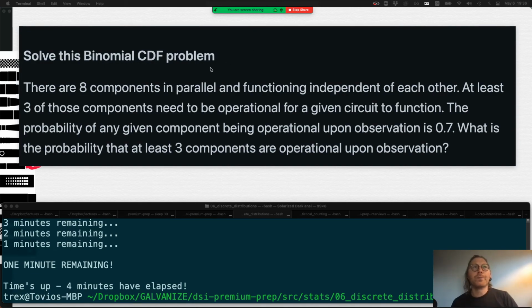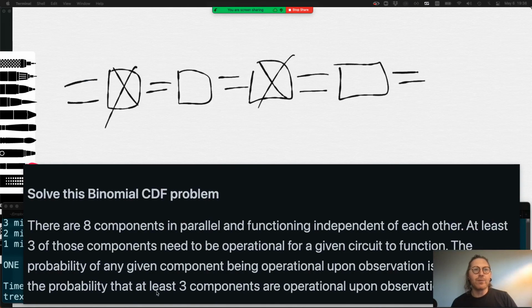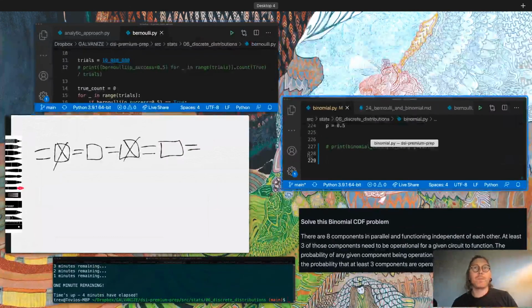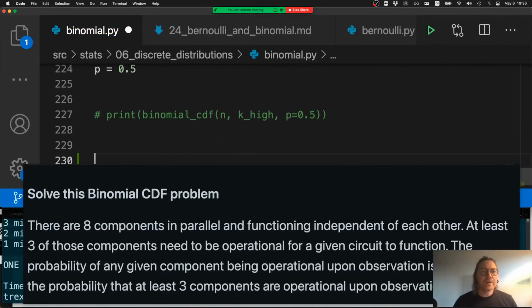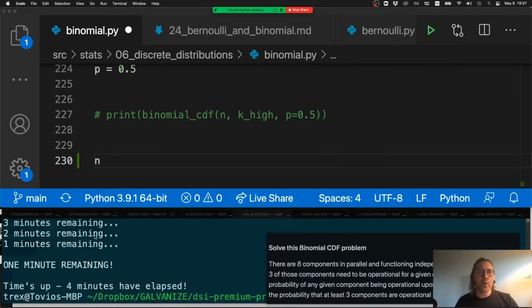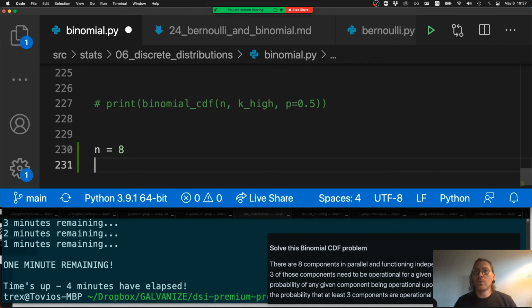Okay, so let's look at this. Let's break this down and go ahead and solve it. So binomial is where we're at. The way that we want to think about this, there are eight components in parallel. And so we're considering some number of components functioning out of eight. And because of that, we can assume that our n is going to be eight. Okay. And then we're saying at least three of those components need to be operational. What is the probability that at least three are operational?